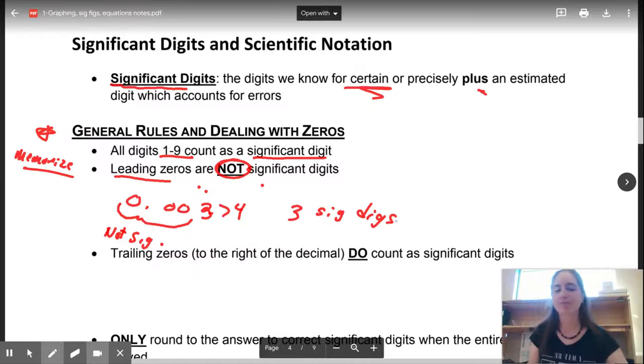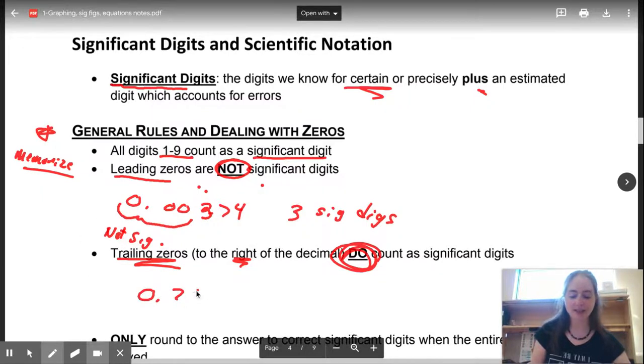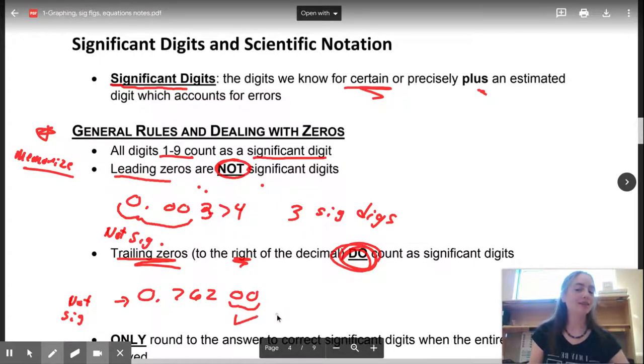Potato, potato. Okay. Now, trailing zeros, these guys are to the right of the decimal, do count as significant. All right. So if we have 0.76200, okay, well, this zero is not significant because it's leading. These two are trailing. These are significant. So what that means, how many sig figs or how many sig digs?